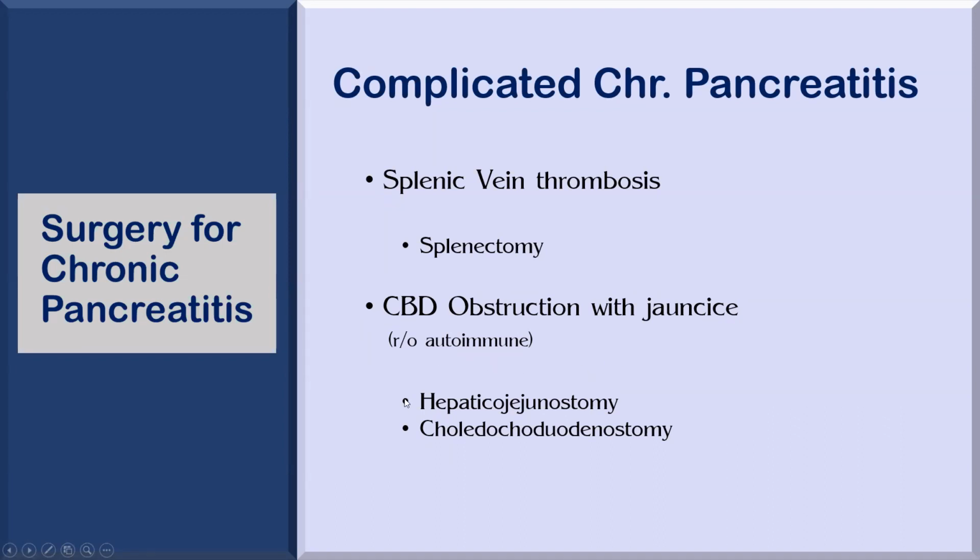So that is something we have to rule out before you do something with the drainage. And the drainage takes the form of hepaticojejunostomy or a choledochoduodenostomy, depending on how much peripancreatic fibrosis there is. If it is restricted to the pancreas, for example, your duodenum is supple and the common bile duct is not involved, you can do a choledochoduodenostomy.